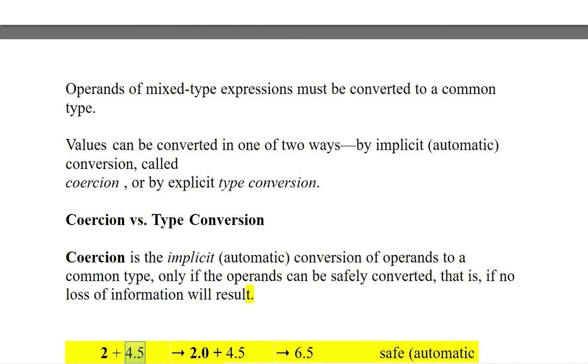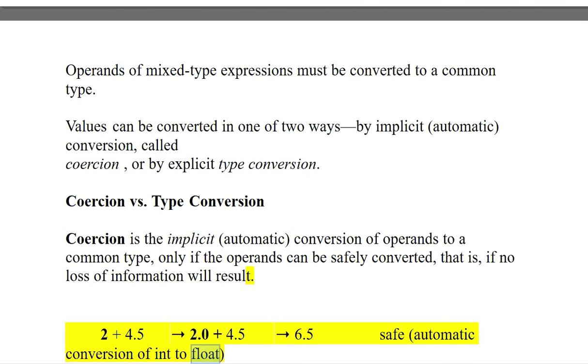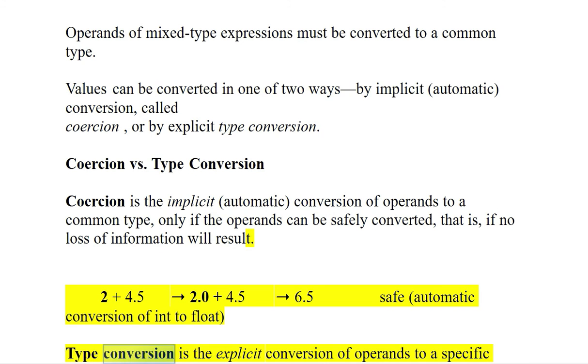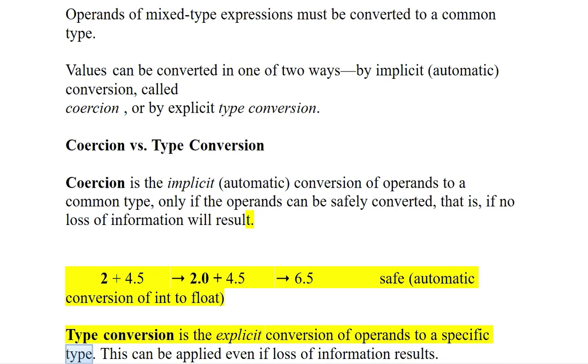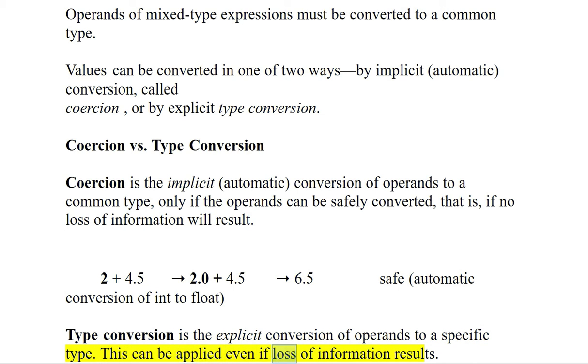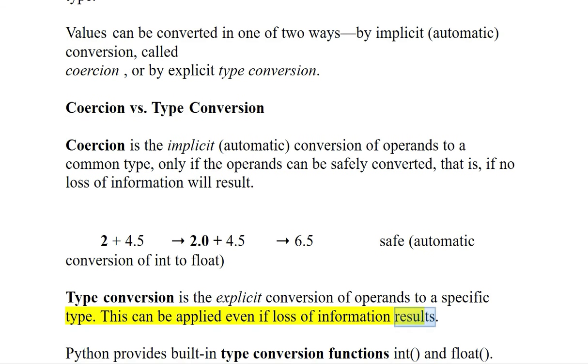2 + 4.5, 2.0 + 4.5, 6.5. Safe, automatic conversion of int to float. Type conversion is the explicit conversion of operands to a specific type. This can be applied even if loss of information results.